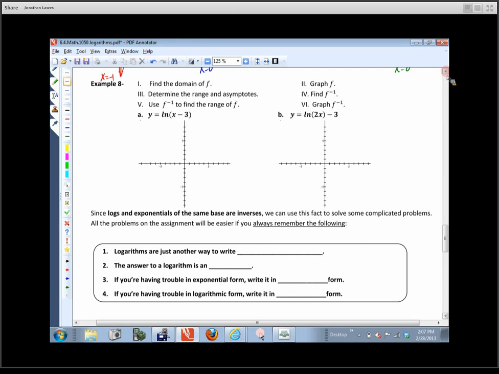Okay? Now, that's a lot of stuff to keep track of. Okay, now I want you to think for just a second. Okay, so everybody look up here. What is the base of this logarithm?